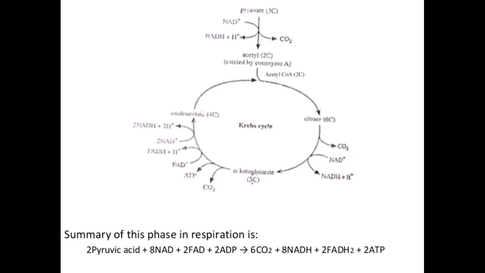In this Krebs cycle, 2 pyruvic acid plus 8 NAD plus 2 FAD plus 2 ADP are consumed and it releases 6 CO2 plus 8 NADH plus 2 FADH2 and 2 ATP.